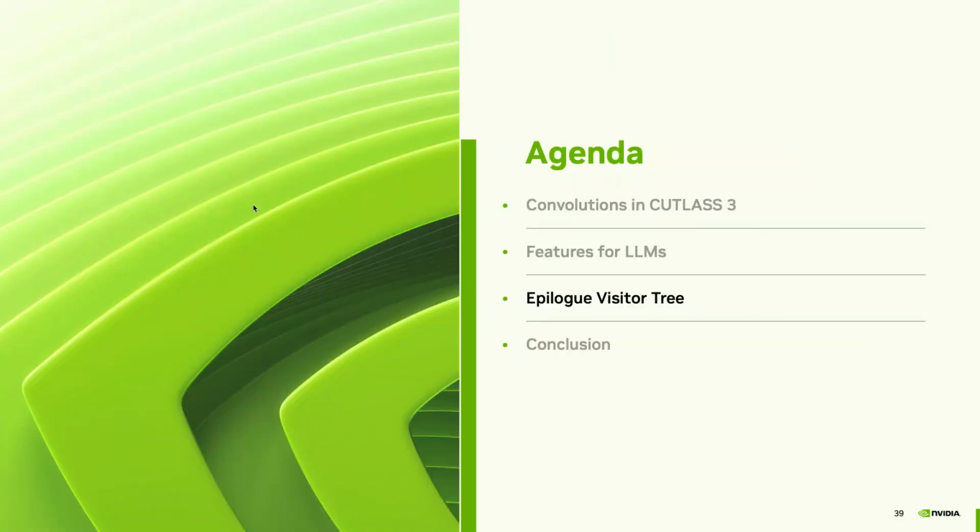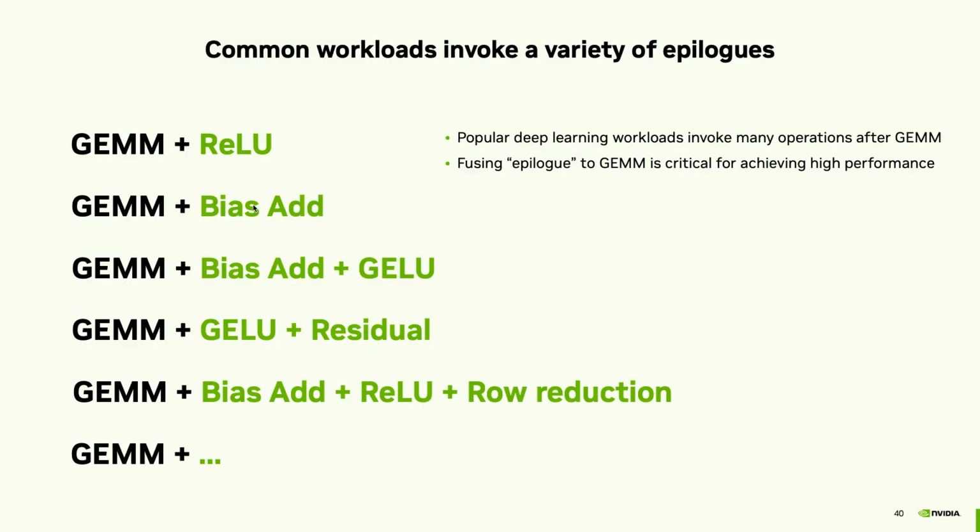Okay, for this next part of the talk, I want to switch gears and describe how CUTLASS's epilogue visitor tree abstraction enables complex epilogue fusion patterns. A common workload in many applications is to compute a GEMM and then to compute some additional operations on the results of the GEMM. Examples might be a ReLU or adding a bias vector. We typically refer to these extra operations as the epilogue because it typically takes place after the GEMM has occurred.